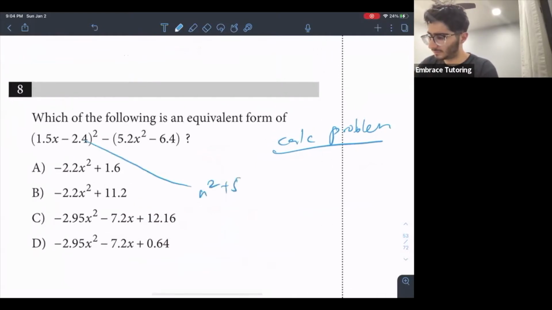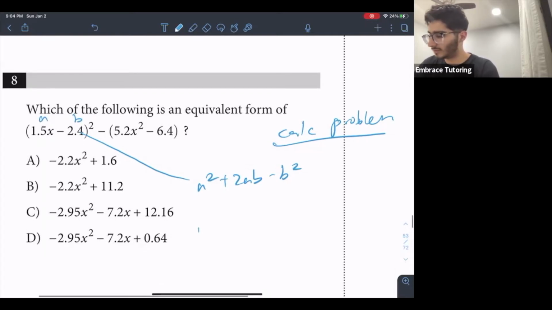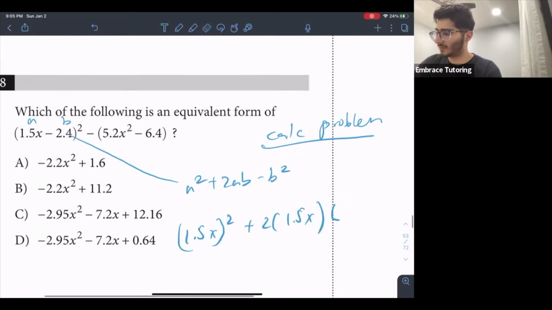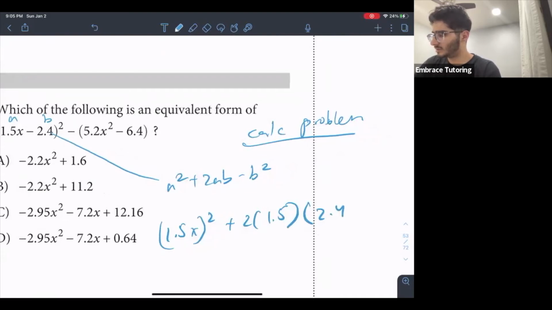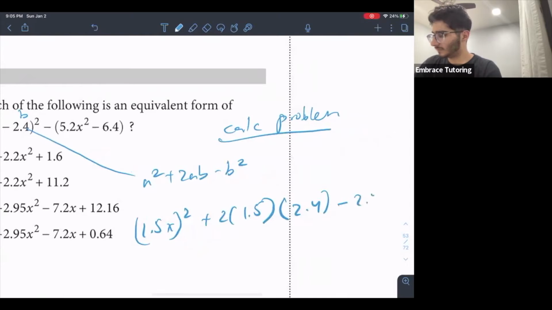of a squared plus 2ab minus b squared. A would be this number, and then b would be this number. So then it would be 1.5x squared plus 2 times 1.5, not 1.5x, it would just be 1.5. And then 2.4. And then minus 2.4 squared.